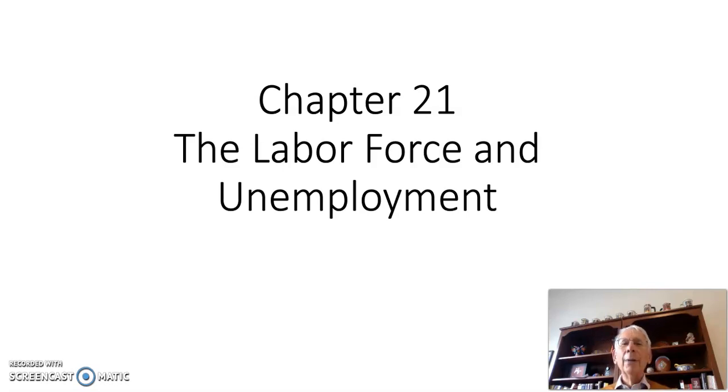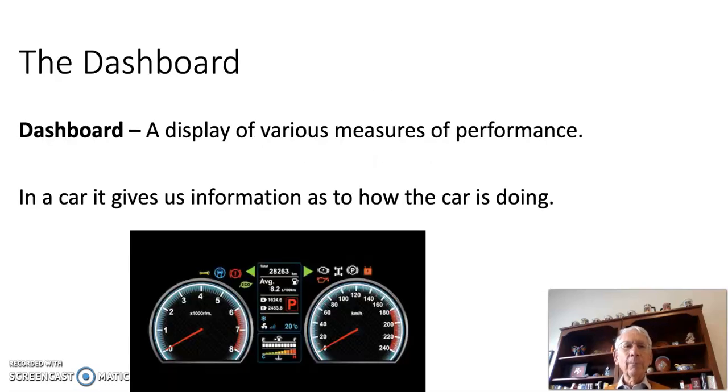So what I want to talk about now is the idea of the labor force and unemployment, really what those ideas mean and how we can measure them. We speak oftentimes about the idea of a dashboard. And a dashboard just means it's a way of displaying various measures of performance. So you can see here I have a little photo of a car dashboard. It tells us a lot of important things. How fast we're going, don't want to get a ticket.